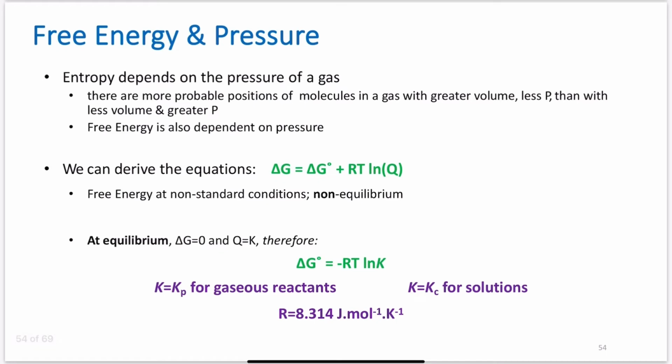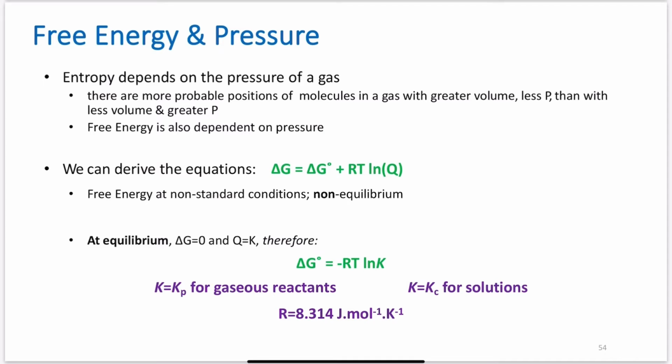So, free energy and pressure. The entropy depends on the pressure of the gas. There are more probable positions of the molecules in a gas with greater volume, less pressure, than with less volume and greater pressure. The greater the pressure, the smaller the volume, the smaller the number of microstates available for the system to be in. Therefore, less entropy. The greater the volume, the less pressure, the more possible microstates, more possible positions of the molecules, the greater the entropy.